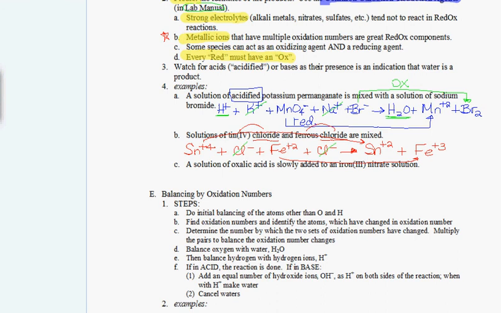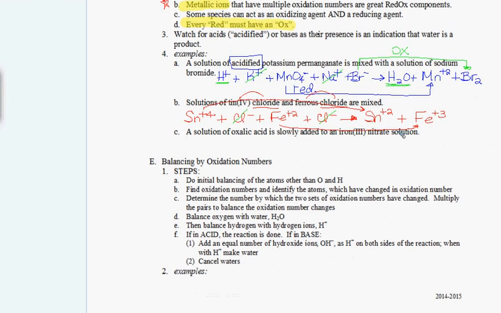All right, our last one is a solution of oxalic acid added to an iron 3 nitrate solution. This one's going to be a little harder to recognize as a redox reaction, because you might see perhaps iron 3 and oxalate might go together. Right now, however, it is in this area where we know it's redox, so I'm going to go ahead and split it into the ions.